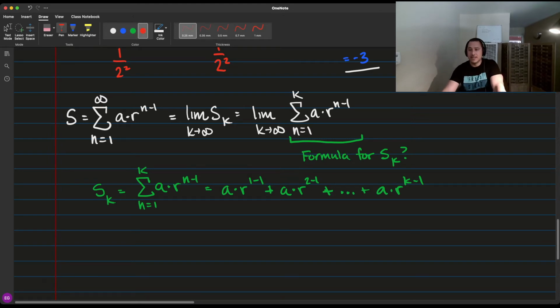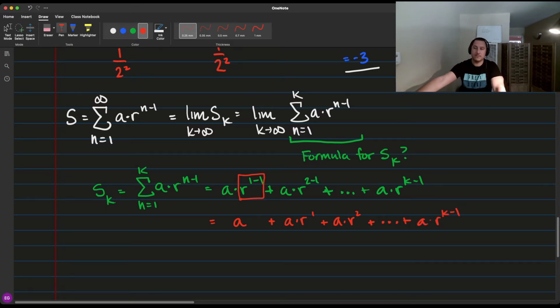So let's make some simplifications here. 1 minus 1 is 0, right? And what's r to the 0? r to the 0 is just 1, right? So that term goes away and you just get a. Okay, 2 minus 1 is 1, so you get a times r to the first. The next one would be a times r to the second, all the way up to a times r to the k minus 1. That's what s_k is equal to.